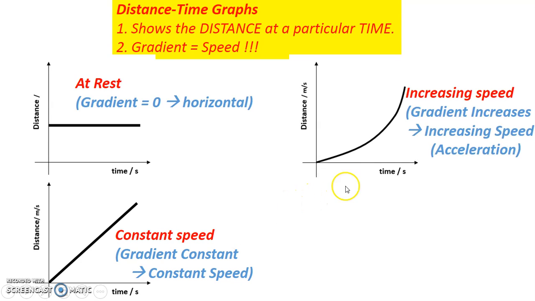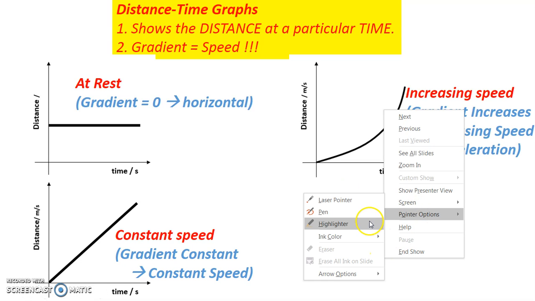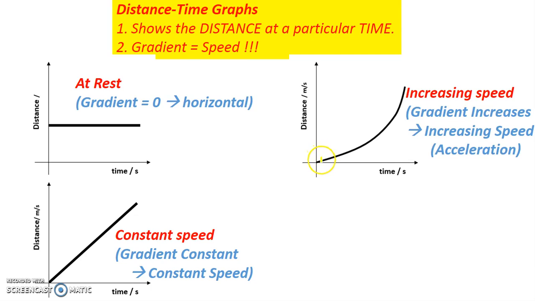Okay. Third scenario is one of increasing speed. You can see, let me just pull out the pointer here. You can see the gradient at the start here is much lower than the gradient at the end. So the gradient actually keeps increasing. Using this relationship here, the gradient equals speed, you can tell as the gradient increases, your speed also increases because gradient is the same as the speed. Increasing speed is also known as acceleration. We've learned that before, okay?